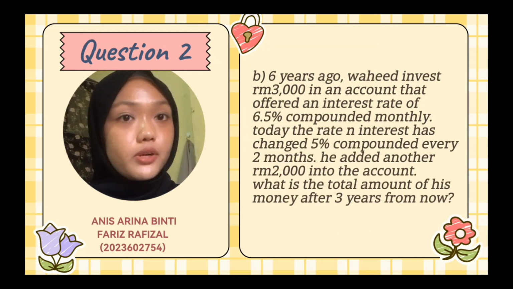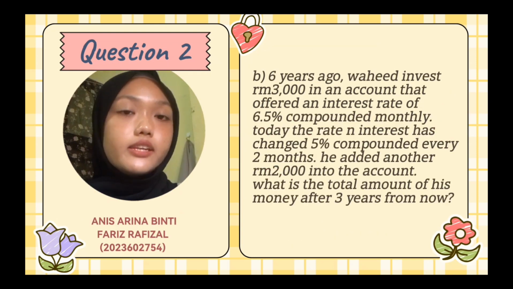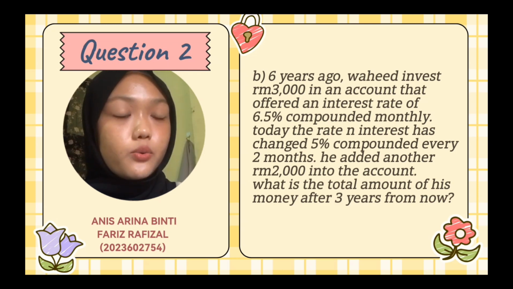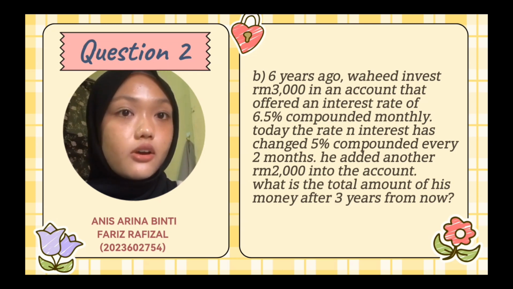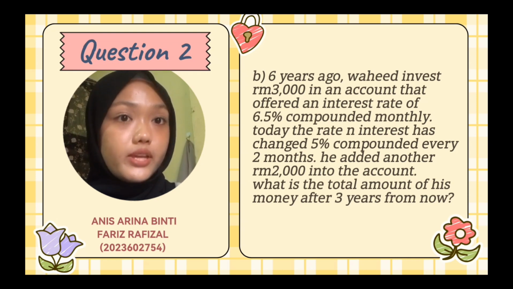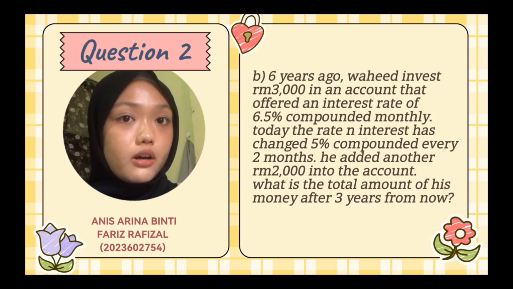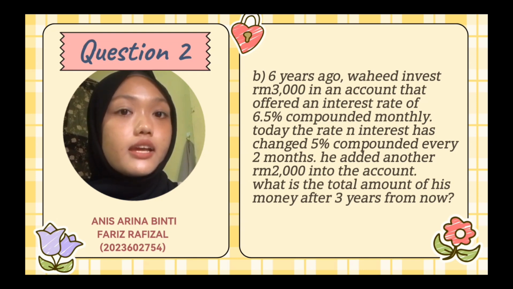Okay, now let's proceed with question 2B. The question is, 6 years ago, Wahid invested 3,000 in an account that offered an interest of 6.5% compounded monthly. Today, the rate of interest has changed to 5% compounded every 2 months. He added another 2,000 into the account. What is the total amount of his savings after 3 years from now? Then, calculate the interest earned from his savings.